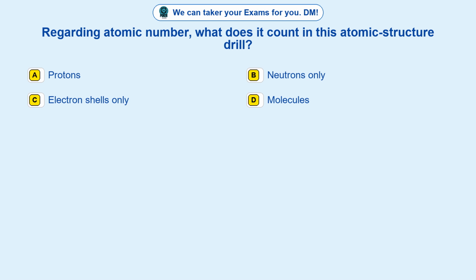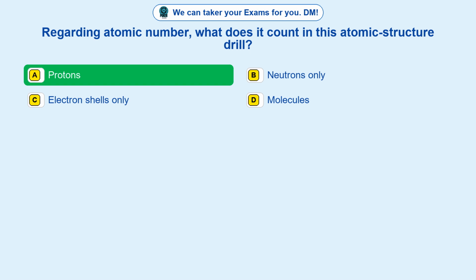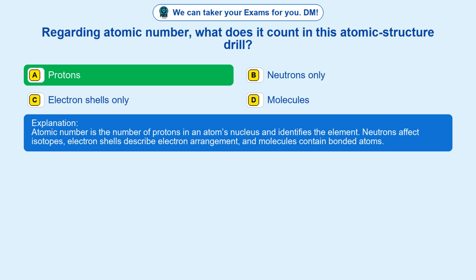Question 31. Regarding atomic number, what does it count in this atomic structure drill? Option A, protons. Option B, neutrons only. Option C, electron shells only. Option D, molecules. The correct answer is option A, protons. Atomic number is the number of protons in an atom's nucleus and identifies the element. Neutrons affect isotopes, electron shells describe electron arrangement, and molecules contain bonded atoms.